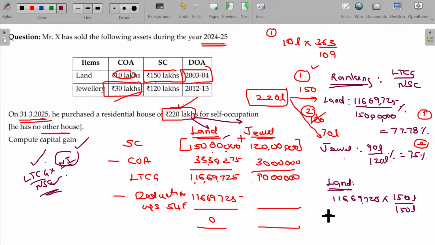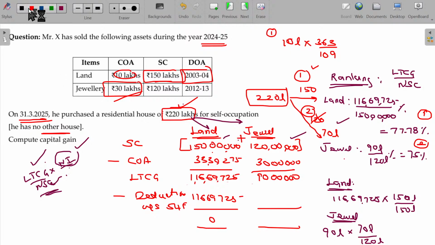Similarly for jewelry, this value, long-term capital gain being 90 lakhs and investment made is only 70 lakhs, net sale consideration being 120 lakhs. Come on, tell me the value here.